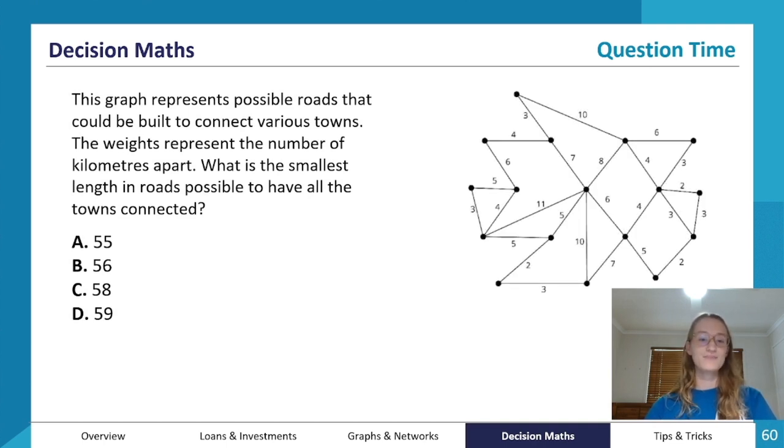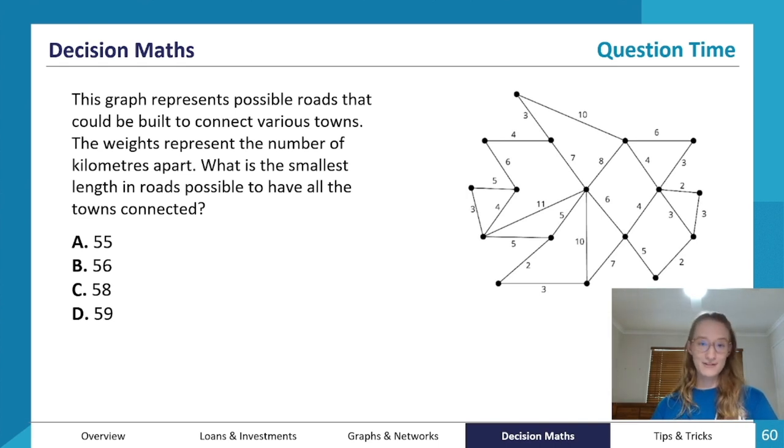So this graph here represents possible roads that could be built to connect various towns. Here, our vertices are different towns in a certain area, and our edges are possible roads that could be built to connect the towns, and the weights, or the numbers associated with the edges, represent the number of kilometers apart that the towns are. So the question is asking us, what is the smallest length in roads possible to have all the towns connected? Is the minimum spanning tree going to have a total weight of 55, 56, 58 or 59 kilometers?